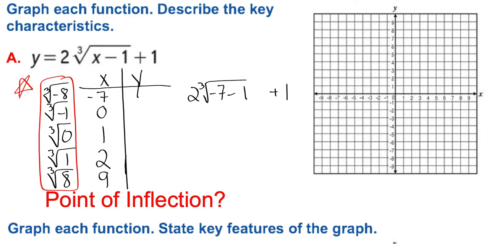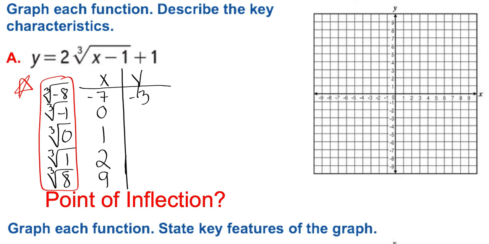Gotta do that -7 first. So -7 minus 1 is a -8. So this would be 2 cube root -8 plus 1. Cube root of -8 is a -2. So then you have 2 times -2 plus 1, which would be a -4 plus 1 is a -3. Okay, so that first point would be a -3.